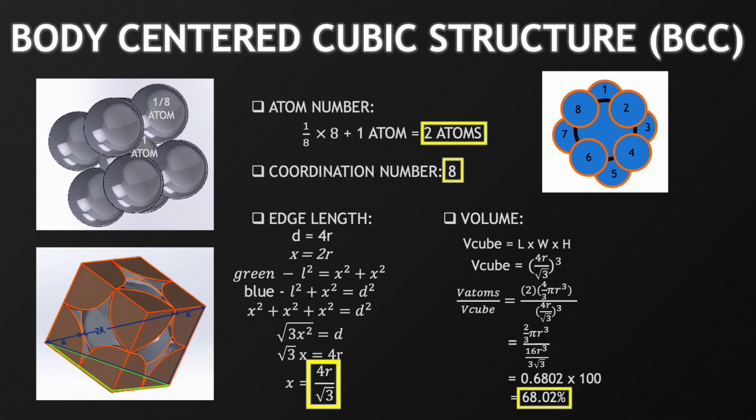The volume is again the same ratio of volume of atoms and volume of cube. In this case, the volume of atoms is multiplied by 2, and the volume of the cube comes from multiplying the edge length of 4r over the square root of 3 three times. After solving the equation, the volume percentage of the body-centered cubic structure is 68.02%.